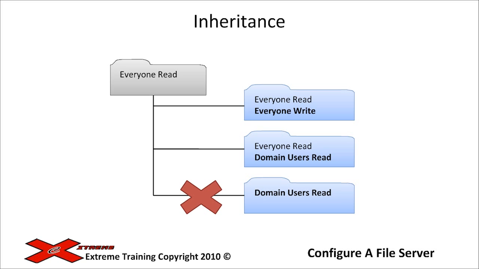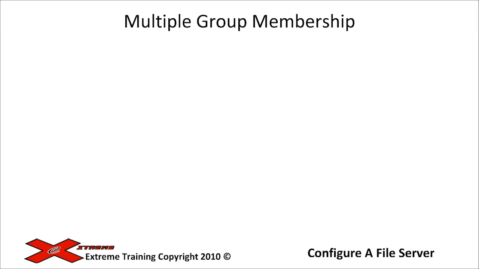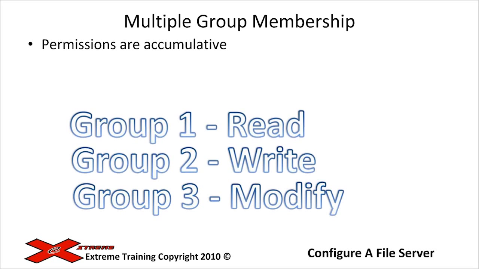When you start working with permissions, you undoubtedly will also be working with multiple groups. With the NTFS file system, permissions are always accumulative. If a user was a member of multiple groups, like in this example, a member of 3 different groups, the combined permissions for the user would be modified.